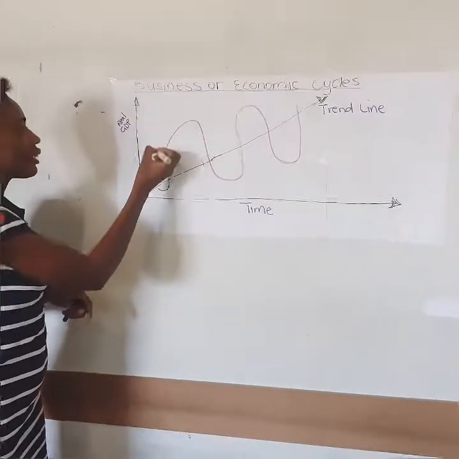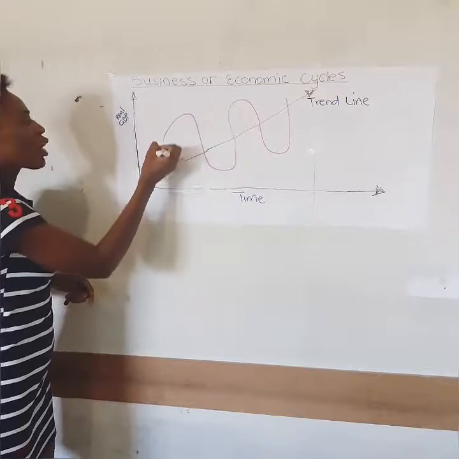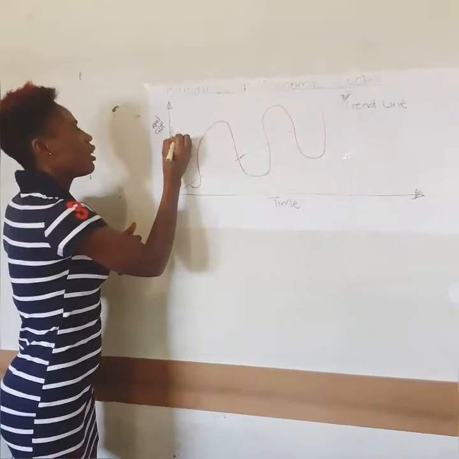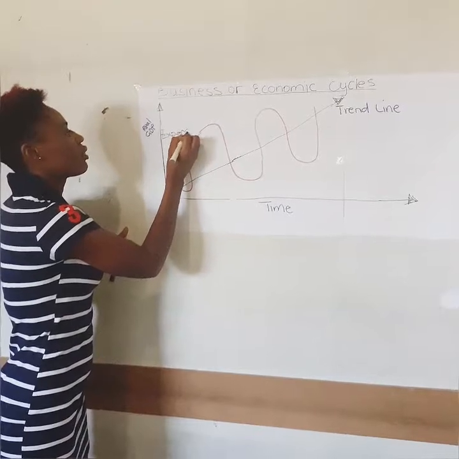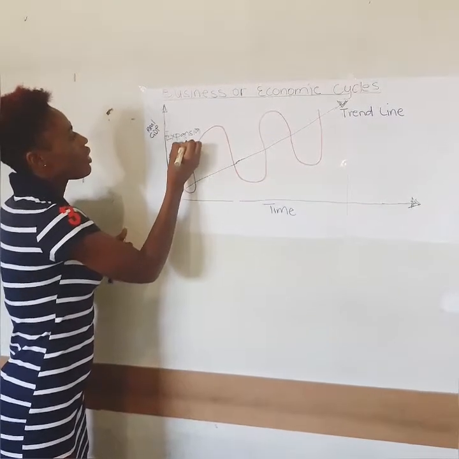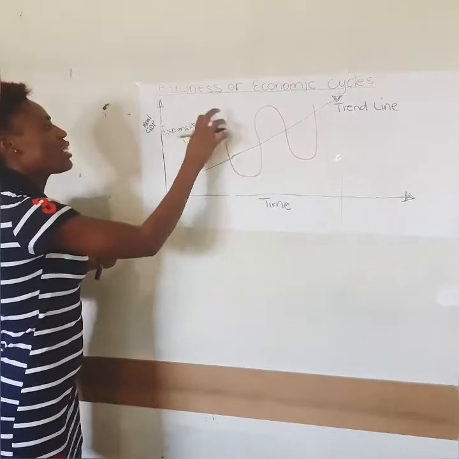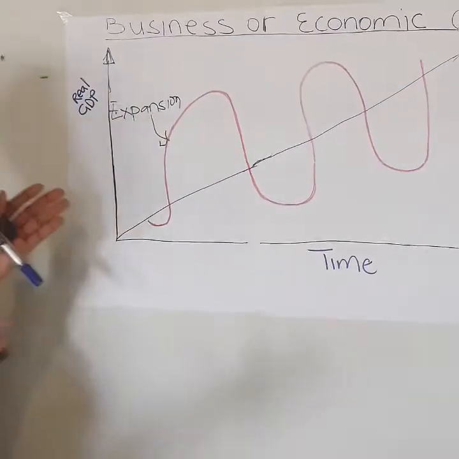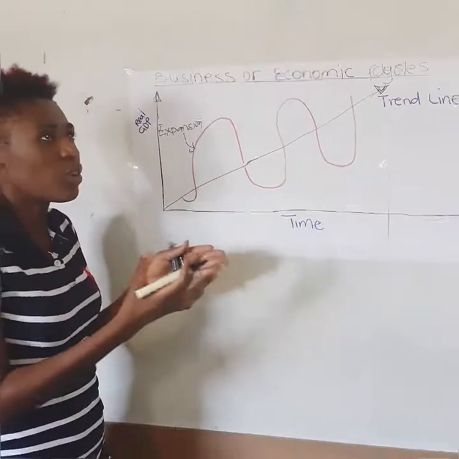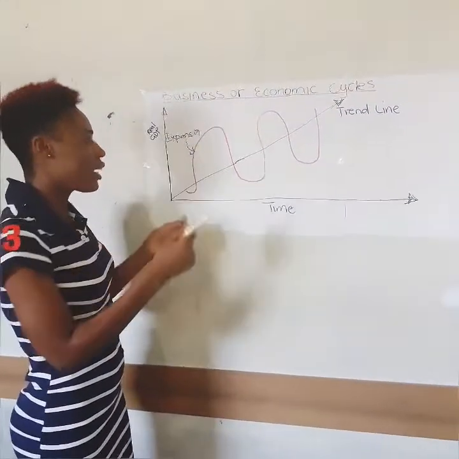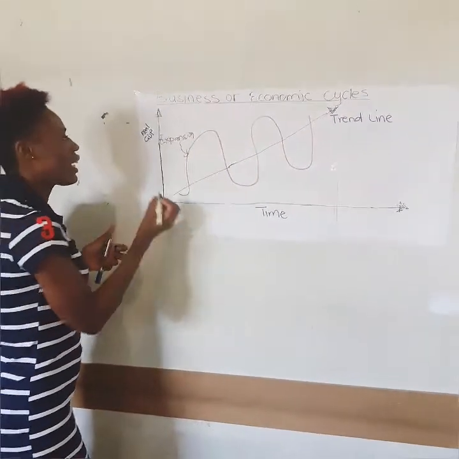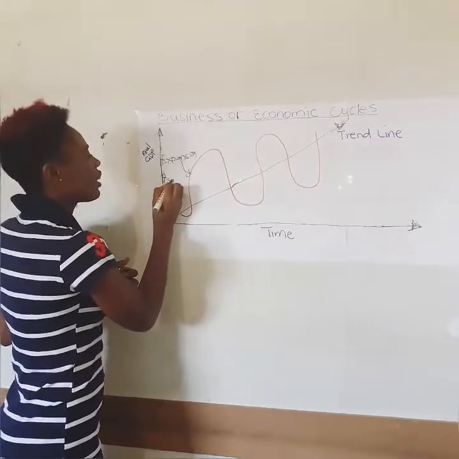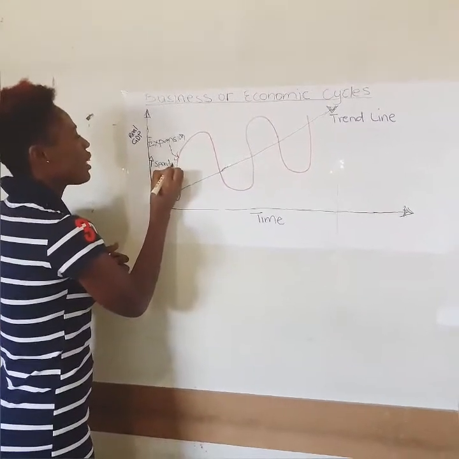What is happening here, we call expansion. Expansion is when the economy is doing good. The economy is growing. Here we are experiencing an increase in spending.